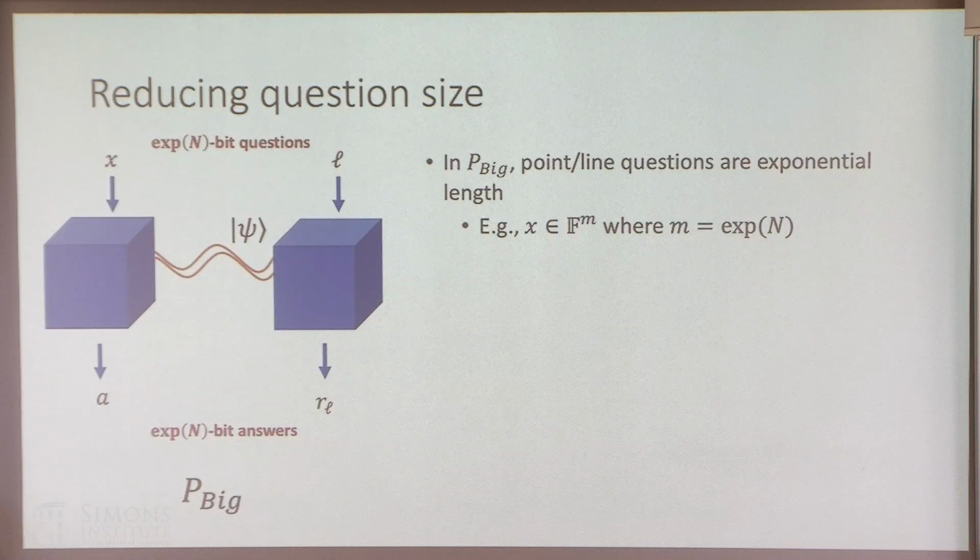Okay, so how do we do this first step? How do we reduce the question size? I said that this big protocol relies on the classical low degree test. So we have these two provers. In P big, it's going to get a point and a line. The descriptions of this point and line are exponentially large, right?